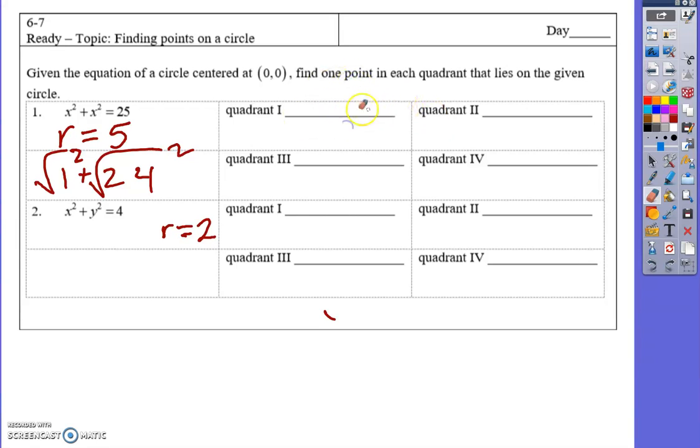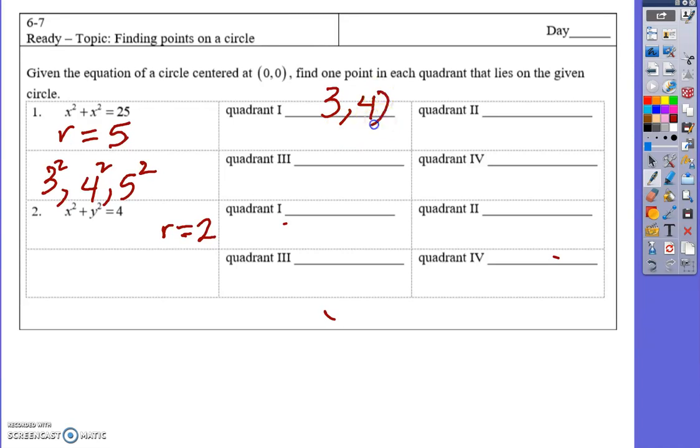Probably a slightly more interesting way to do this one would be to think about some of the triangles we learned before, particularly the 3, 4, 5 triangle, where 3 squared plus 4 squared, or 9 plus 16, is 25. So then we can use 3, 4 in quadrant number 1. If I wanted to go to quadrant number 2, x is negative, but y is positive, and so I just change it. It's a pretty straightforward switch.